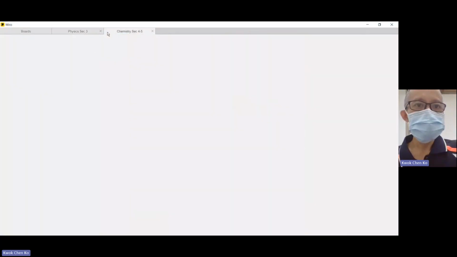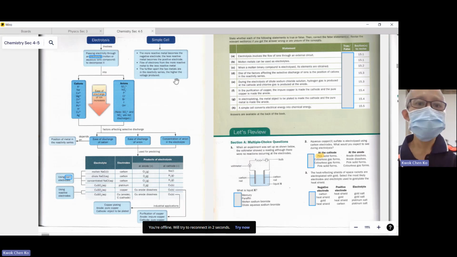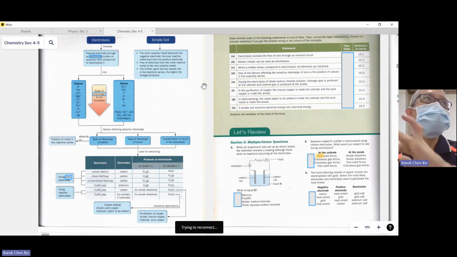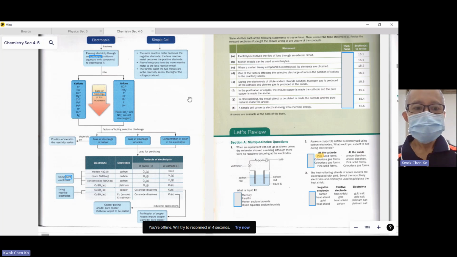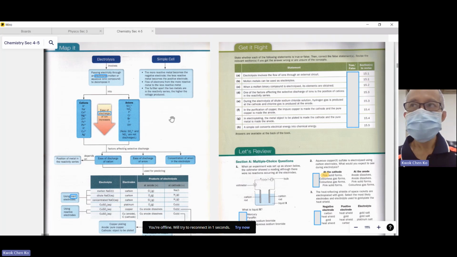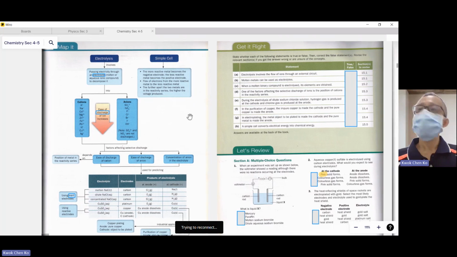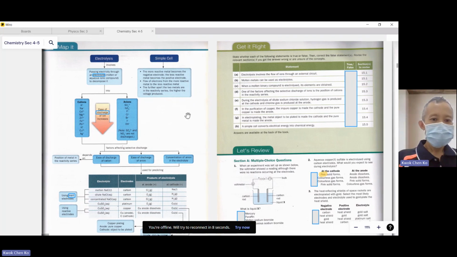Okay, bad news. Miro is undergoing maintenance, so at this time it's not working. I can only show it, but I cannot write. I cannot do anything else. So you can print and copy. Oh yeah, I think I got it for you.